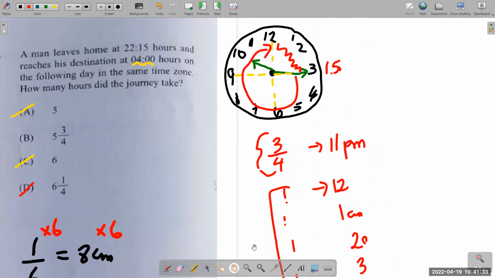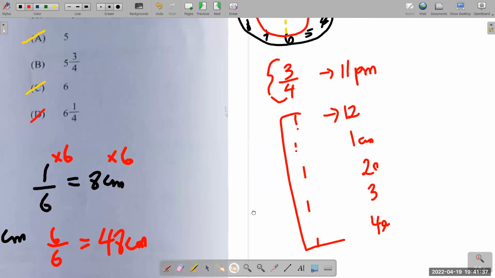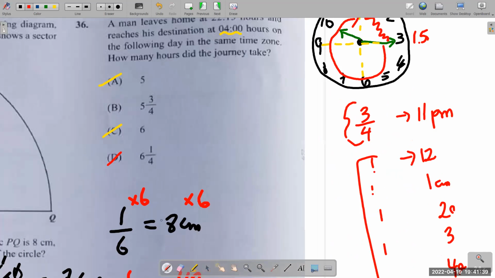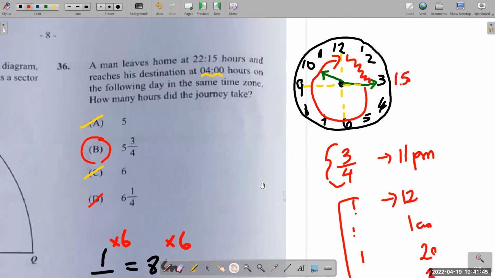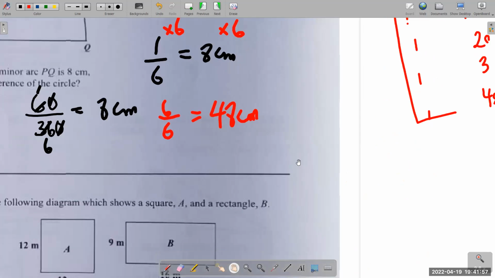If a question comes like this, do not be afraid to do it like this. Everybody with me? To eliminate the chance of making a mistake. So your answer could only be B. Think about it like that. That's why when you think about a clock, every 15 minutes is a quarter. Everybody following me? If it was at 6, that would be a half. All right. So let's do the next one now.